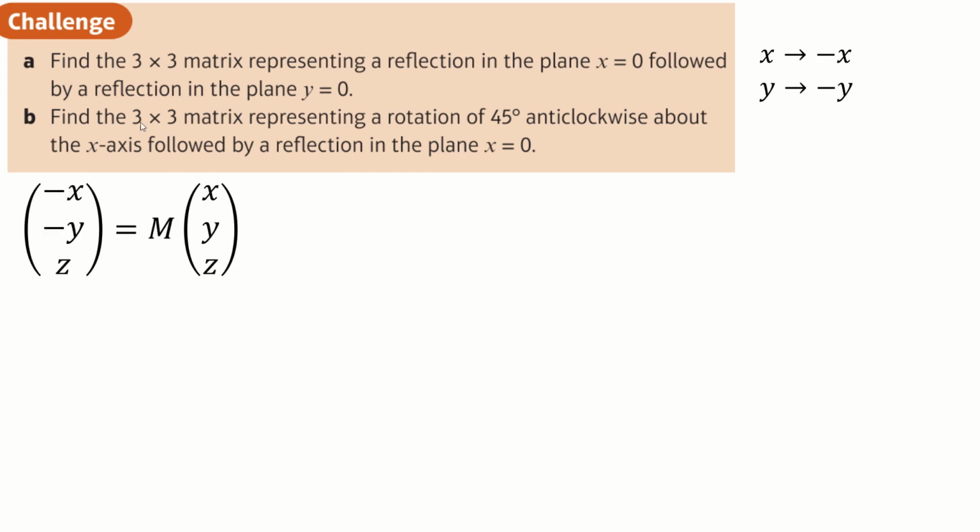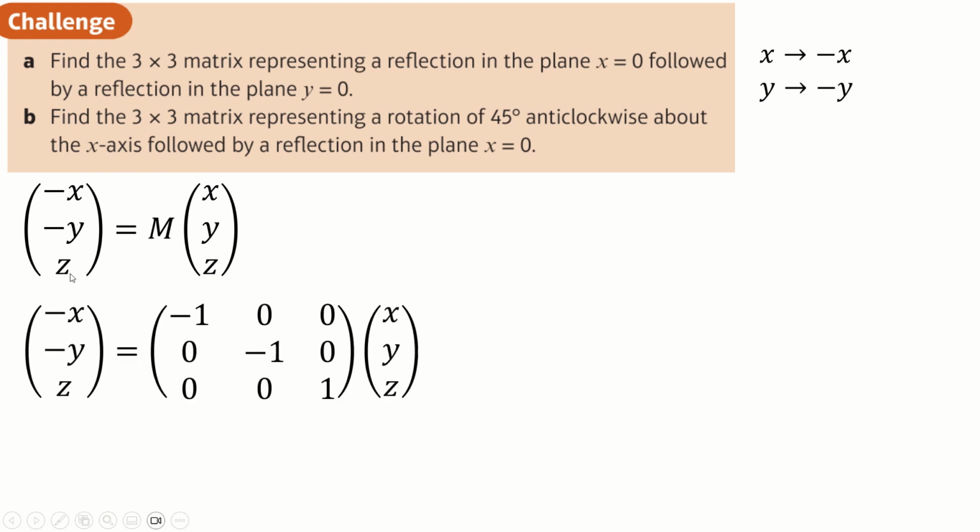So we're looking for a matrix that, when you multiply by x, y, z, is going to get it to minus x, minus y, z. And it's fairly easy to just come up with this matrix for doing that. This is clearly going to work. And so this is the matrix.